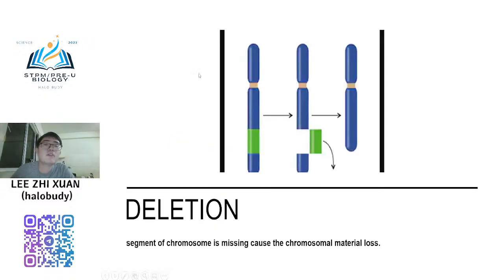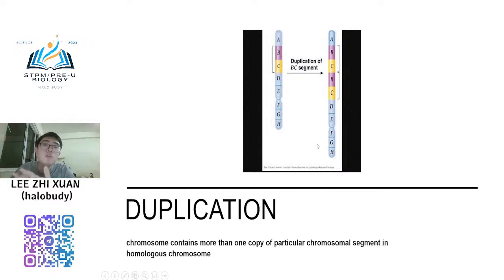Okay, another one, deletion. This one I think is very easy, delete. It is the same as gene mutation. One of the segments, one of the genes, is totally deleted. It is lost. Okay. Another one, duplication. What is meant by duplicate? Meaning copy, one exact copy, totally the same. Duplicate is copy and paste.